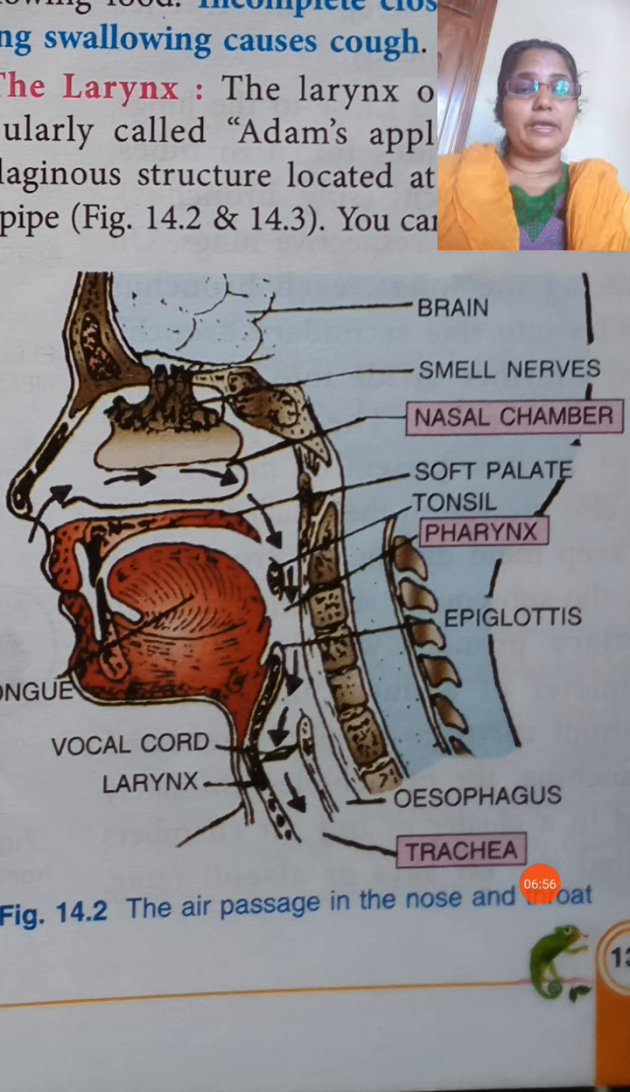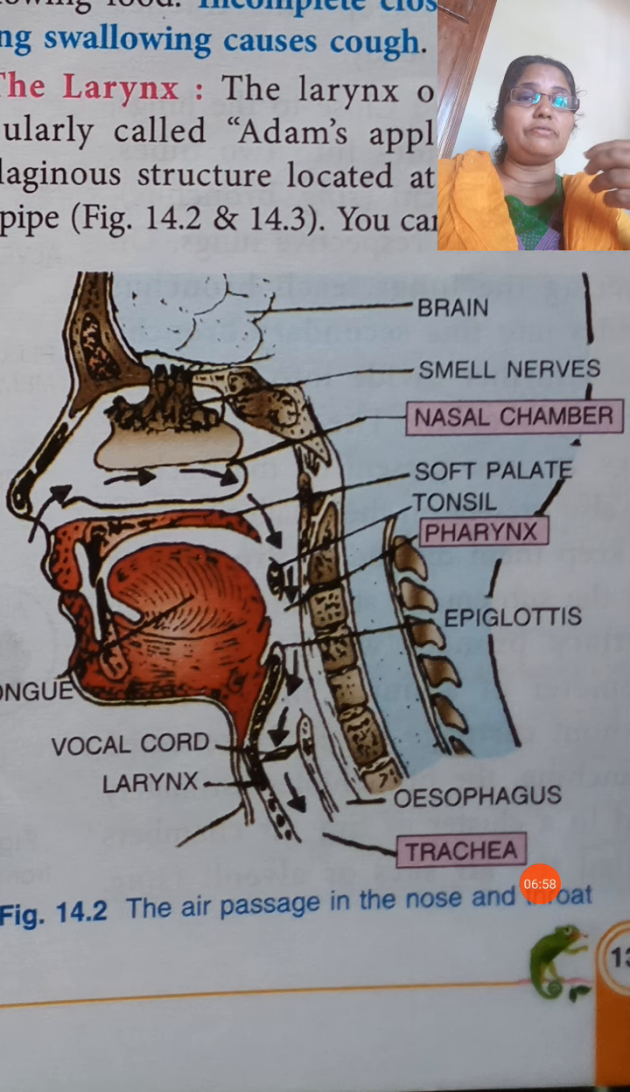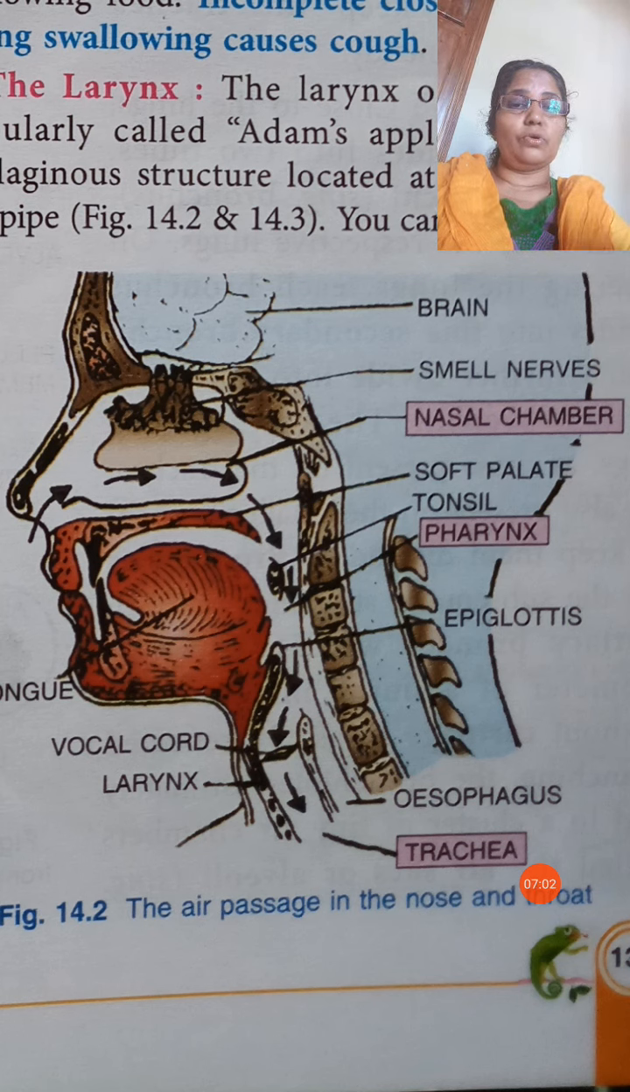If we make sound when we eat, when we talk at the same time, sometimes the epiglottis may happen to open, so that the food material can enter into the trachea, which may cause the death of the person because of suffocation.